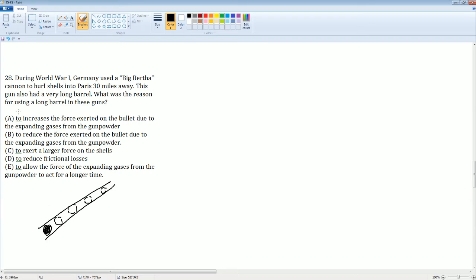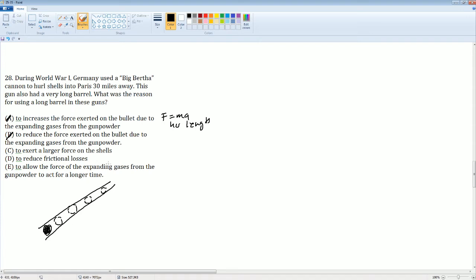Why is the reason to increase the barrel size? To increase the force exerted? No, force is equal to mass times acceleration. There is no length involved here. To reduce the force exerted on the bullet due to the expanding gas of the gunpowder? To reduce the force, again, has nothing to do with force. To exert a larger force on the shell?